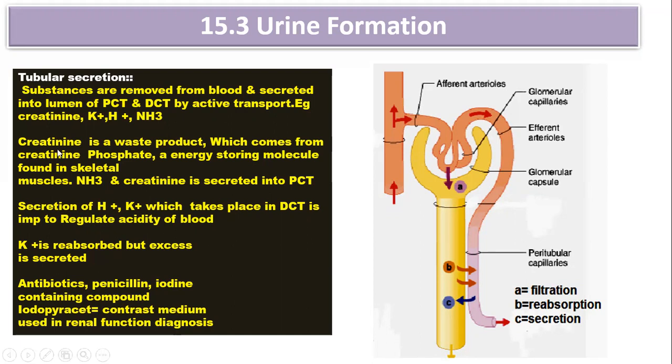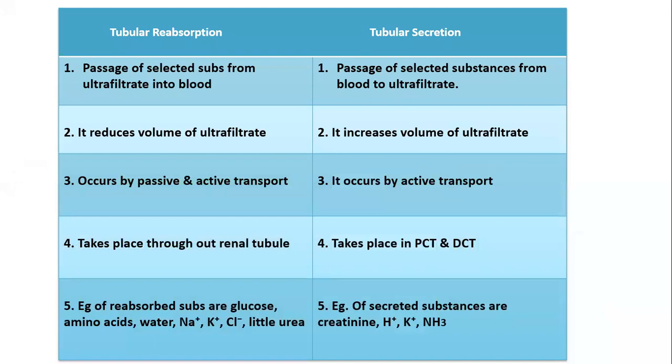So this is all about the process of urine formation. Today we have discussed the first process, ultrafiltration, the second process, selective reabsorption, and the third process, tubular secretion. Now you can see there is a difference between tubular reabsorption and tubular secretion. Tubular reabsorption is selective reabsorption. The first difference: it is the passage of selected substances from the ultrafiltrate into the blood. Whatever substances are absorbed are transferred into the peritubular capillaries, that is, into the blood.